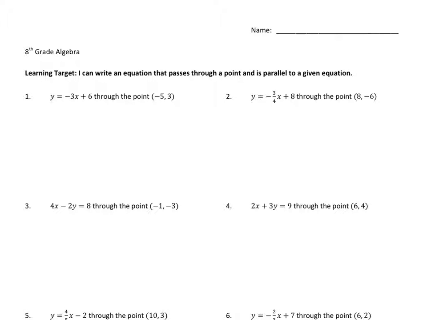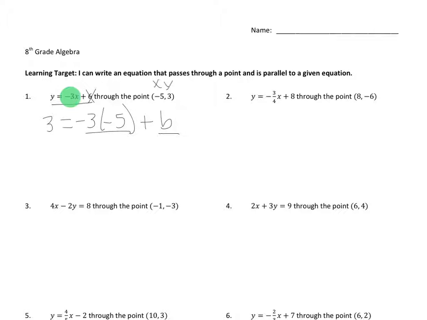So let's take a look here at number 1. I know the point that is going to go through the equation that's parallel to the equation given. So I'm going to use this x and y, and then this equation, and what in particular would be the slope. So I'll highlight there the -3, and now I'm going to plug in 3 for y, leave my slope as -3 because it's the same, and then -5 in for x, and now replace it with a new y-intercept. So that 6 you can cross out, and now let's solve for b.